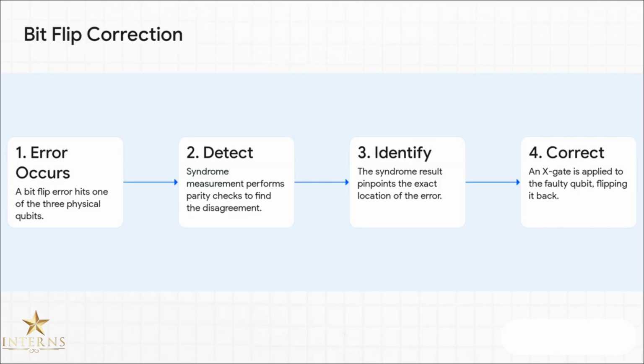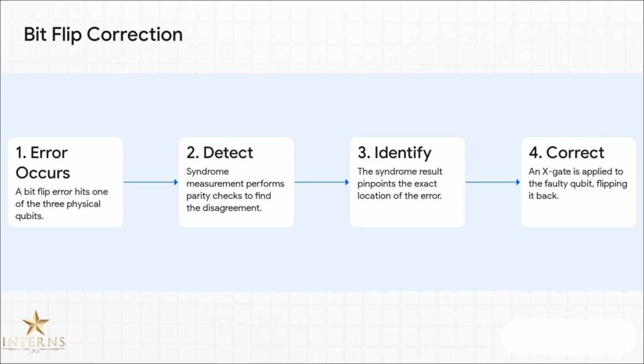Okay, so let's walk through it. Picture this. A random bit flip error hits one of our 3 qubits. We then perform these things called parity checks. That's our syndrome measurement. You can think of it as asking a couple of questions. We ask, does qubit 1 agree with qubit 0? And then does qubit 2 agree with qubit 0? The answers to those questions give us a unique signature, a syndrome, that tells us exactly which qubit is the odd one out. Once we know who the culprit is, we just apply a simple operation to flip it back.